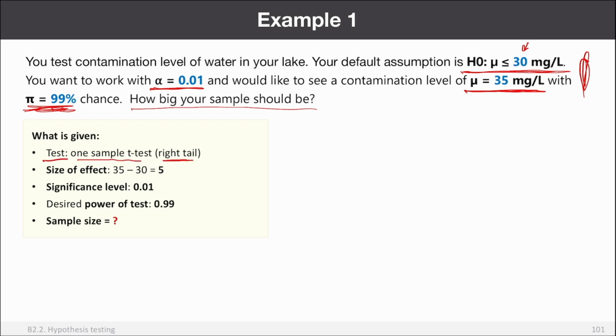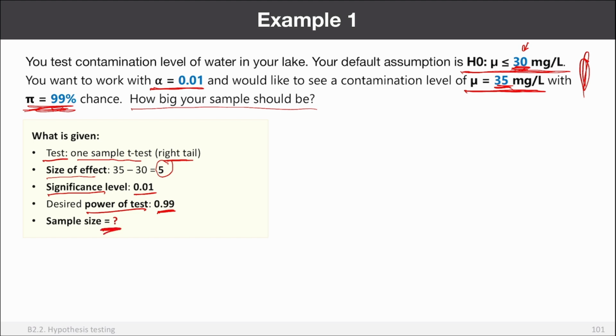That's what we discussed recently. Now, size of effect. It's a difference between my null hypothesis average and the reality I want to detect, right? So in this case, the size of effect is 5 milligrams per liter. Significance level is given, 0.01. Power of the test is also given, 0.99. What is not known is the sample size.